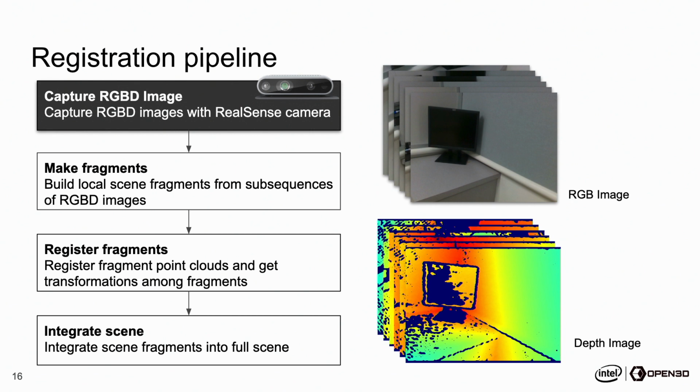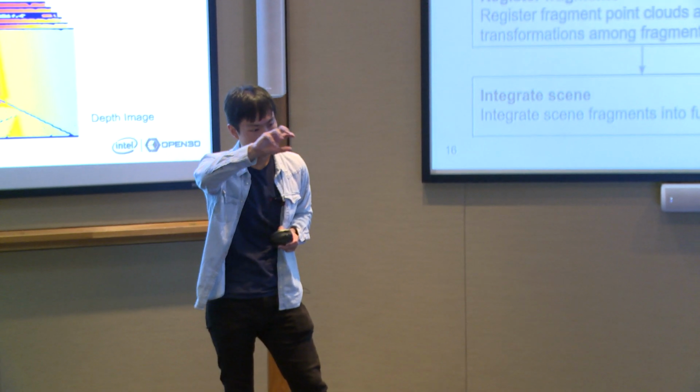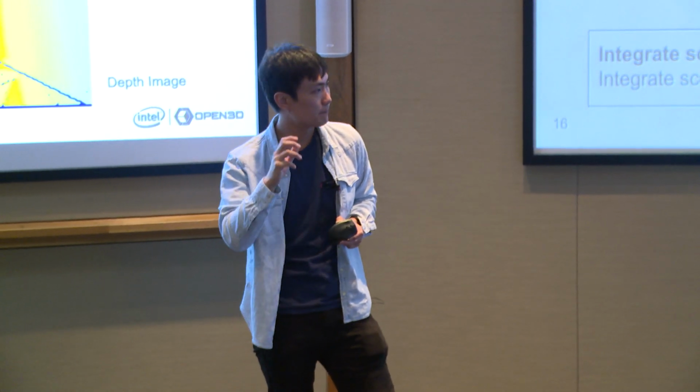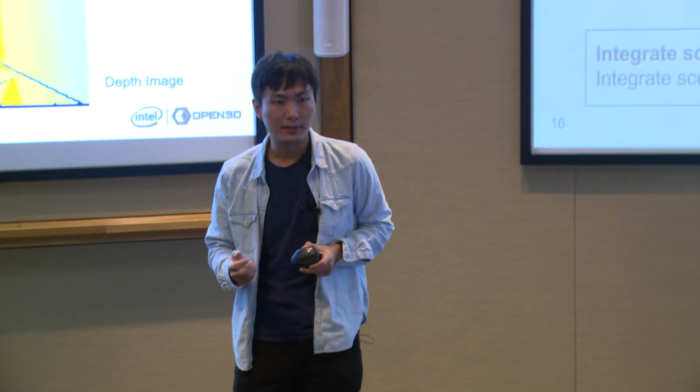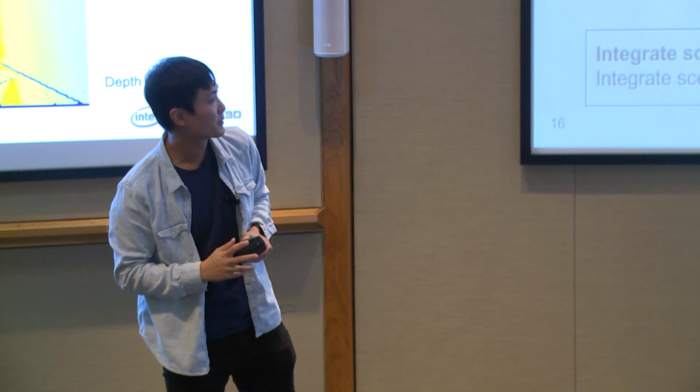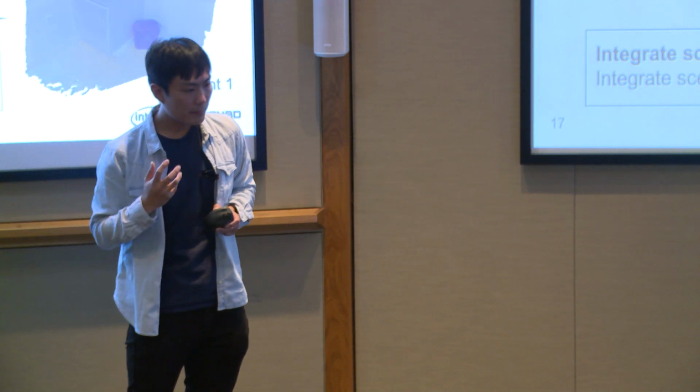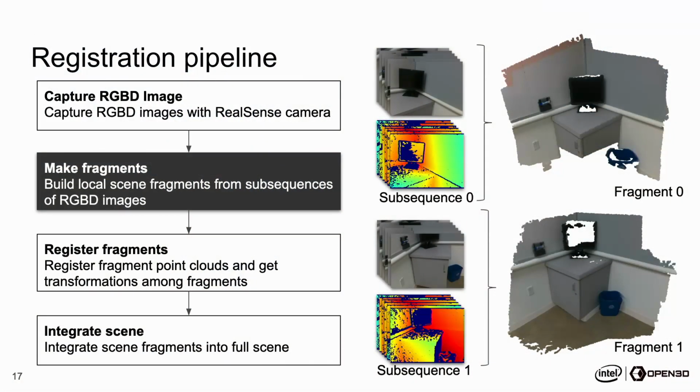Okay, let's go step by step. So the first step is capturing of RGBD images. We just handhold the camera and scan the scene. The goal is to capture the scene from different angles so that we get the full reconstruction. In make fragments, we subdivide the image sequence into subsequences. So in this example, we subdivide them into two sequences.